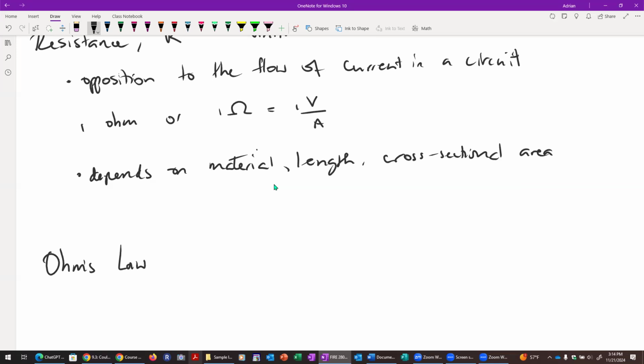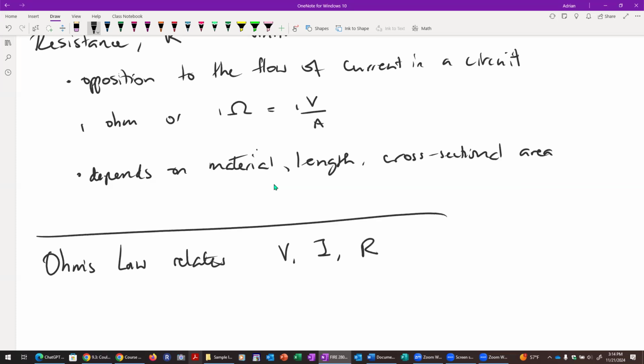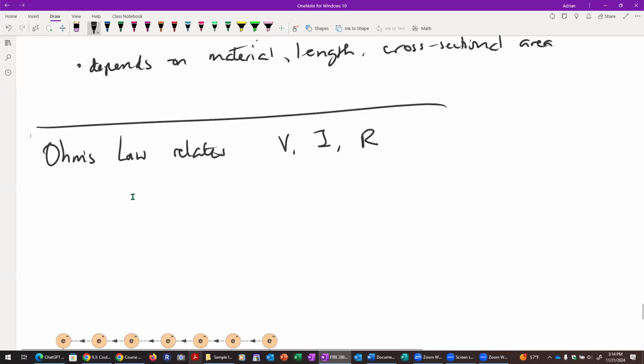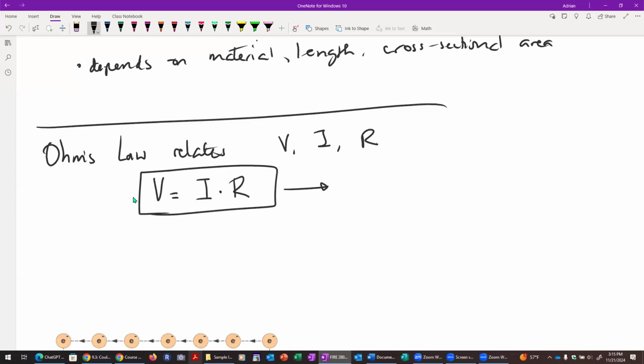Okay, so Ohm's law relates voltage, current, and resistance in a very simple equation. So V is defined as being equal to the product of the current I times the resistance R. And being a mathematical equation, we can rearrange this to solve for any of those other two variables.